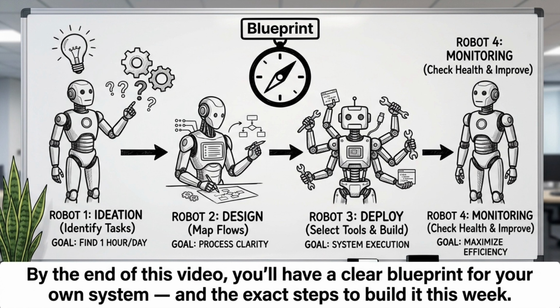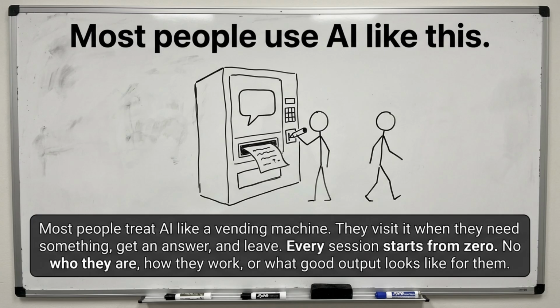Before we build anything, let's define what a system actually is, because this is where most people go wrong. Most people treat AI like a vending machine. They visit it when they need something, get an answer, and leave. Every session starts from zero, no memory of who they are, how they work, or what good output looks like for them. A system is the opposite of that.